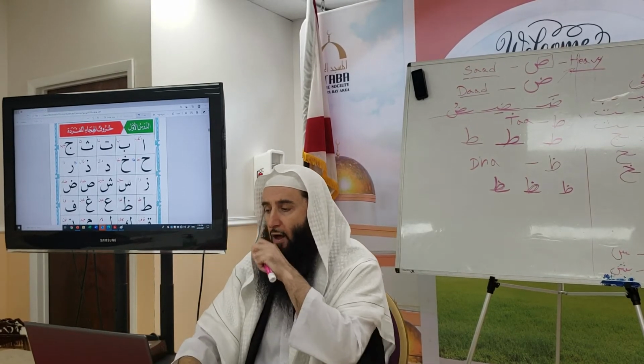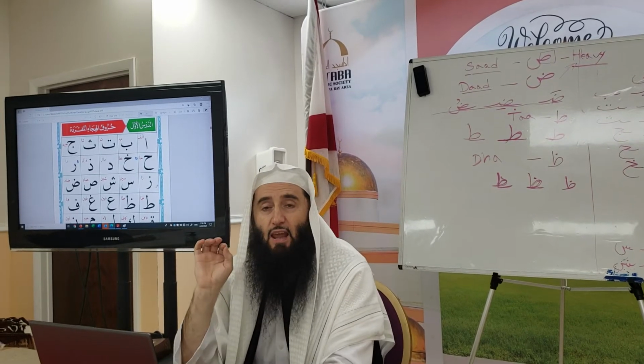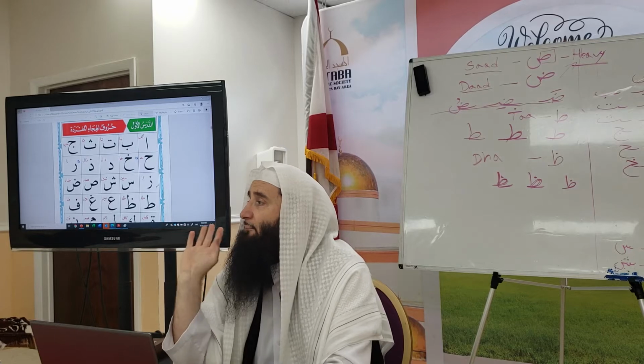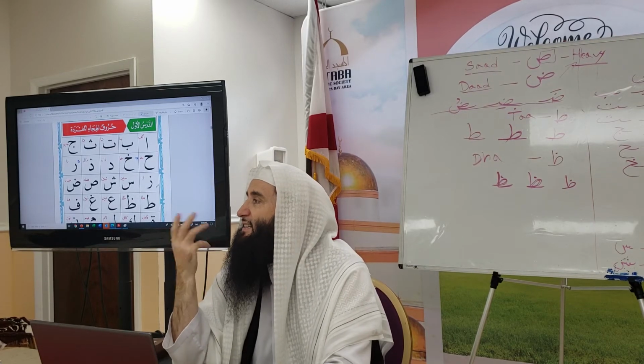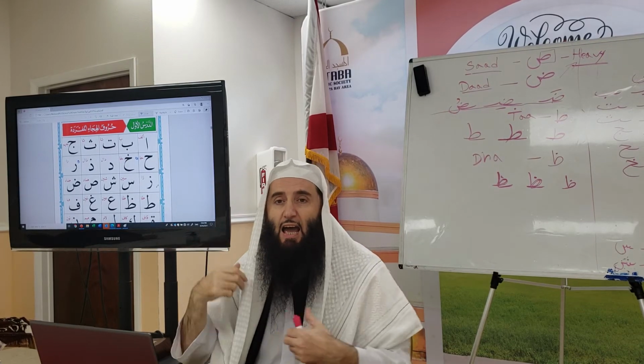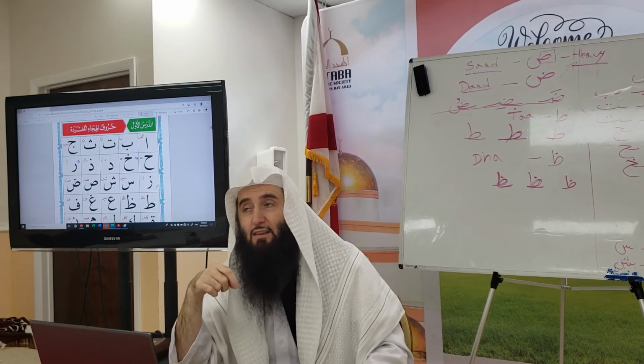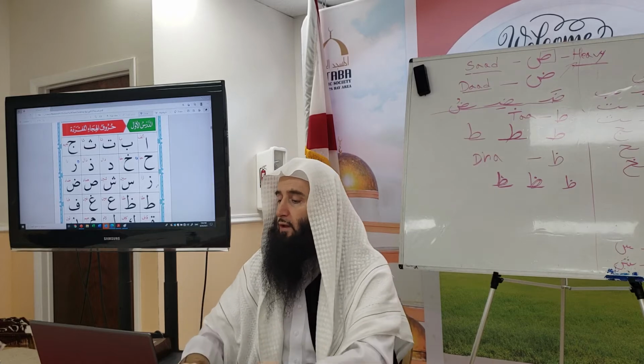Then we have Za. The name of the letter Za, with one dot, is the same as the sound. Za, like a zebra. Za. Yes? Then we have Zi. Then we have Zu. Very good.